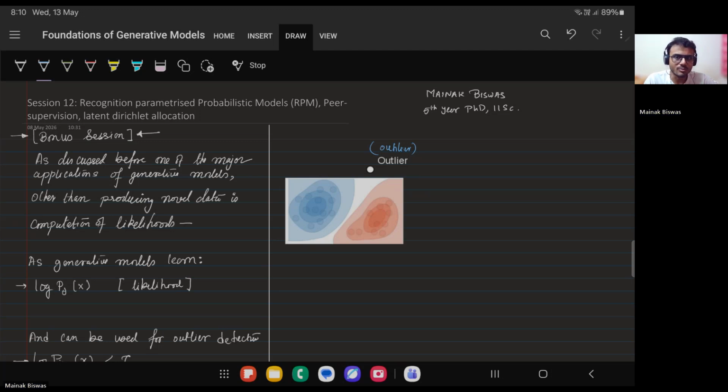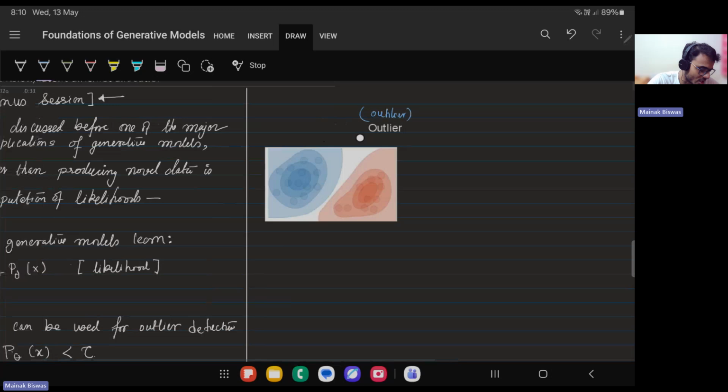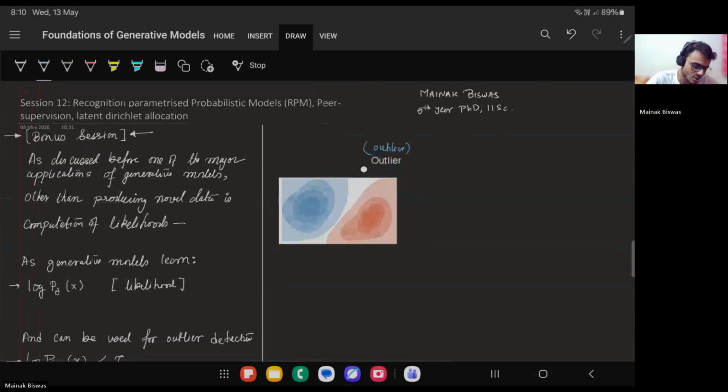So remember that any generative model has four properties. We had properties of generative model.